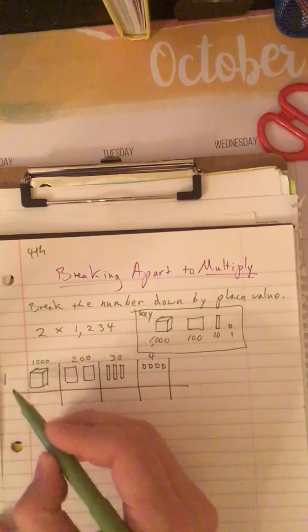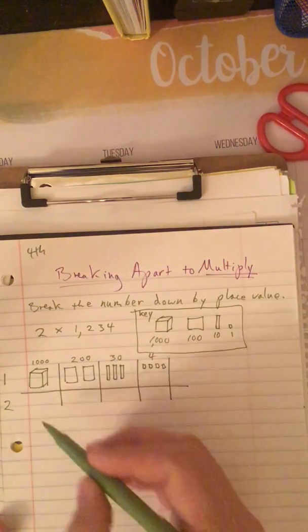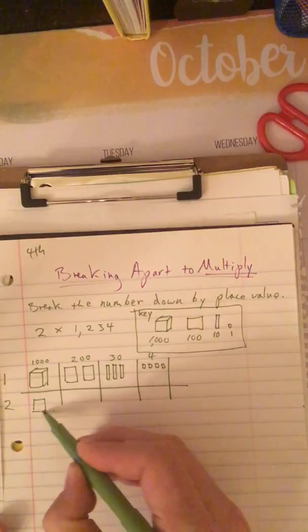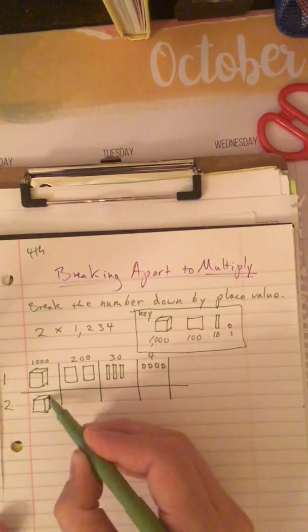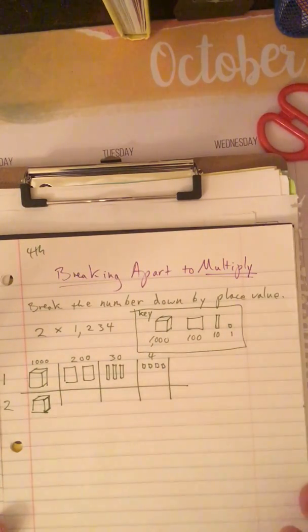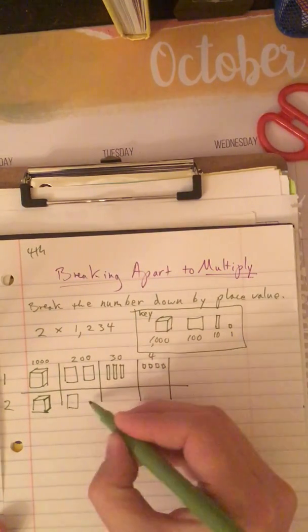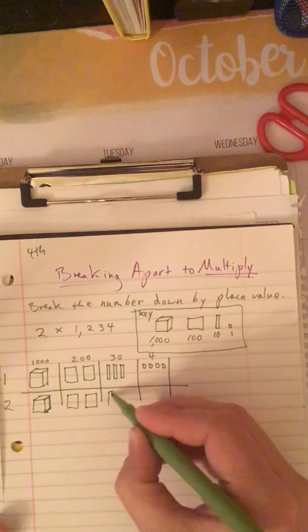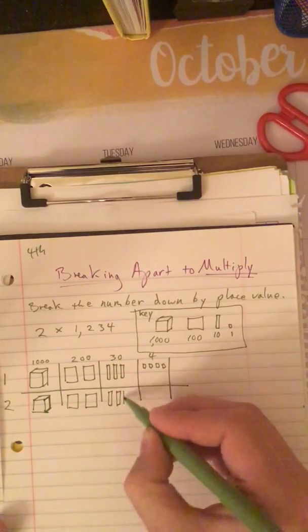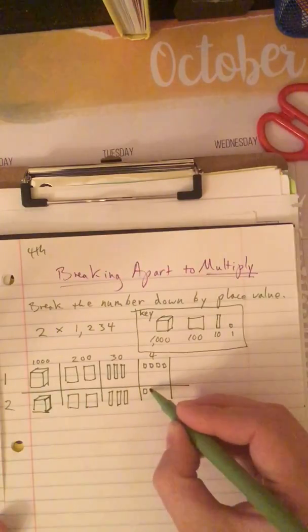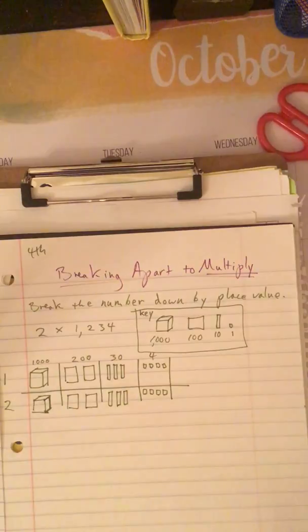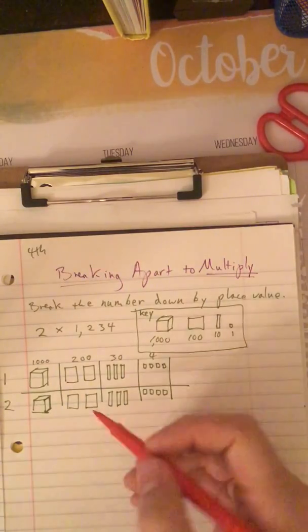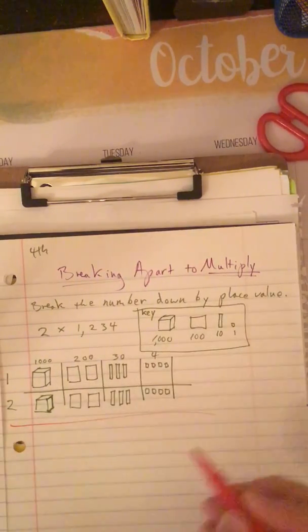Now, it says 2 times though. This is 1 time. Let's do it a second time. Same thing. Sorry, cube. And we're going to do it again. Now, I know this is multiplication, but there's something we can do real quick and easy. What if I just add these up?